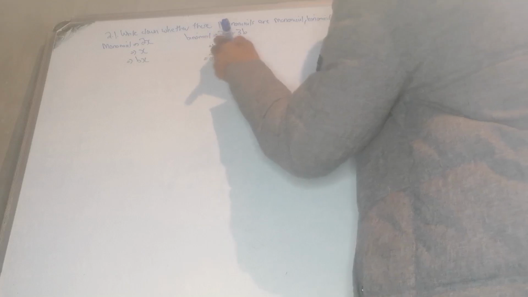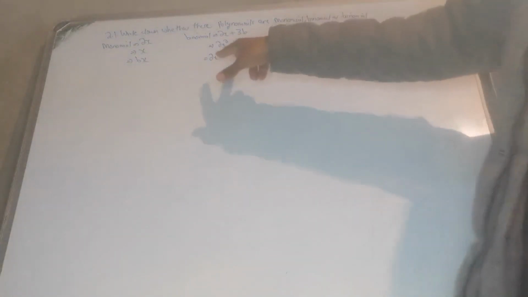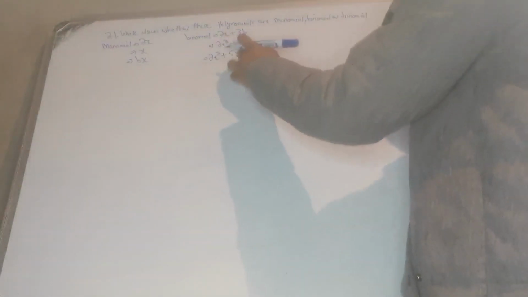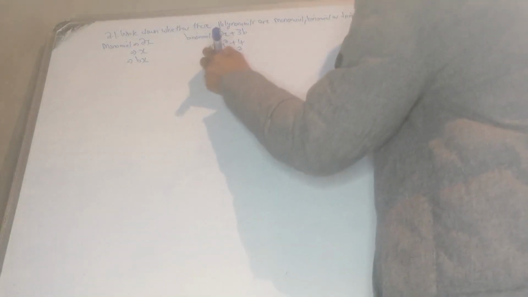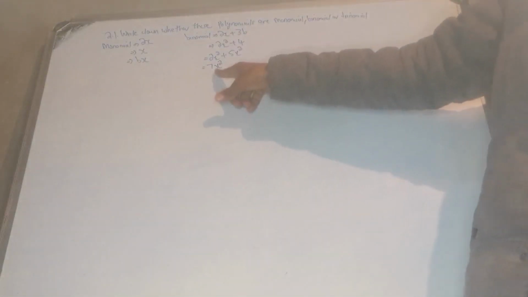You can have 2x squared plus 5x squared. This is not a binomial because these terms can be added. They are like terms. 2 plus 5 gives you 7x squared. It's a monomial because it's only one term. So please be careful. You are a binomial if we cannot add those two terms. You are a monomial if you have one term, connected by multiplication.